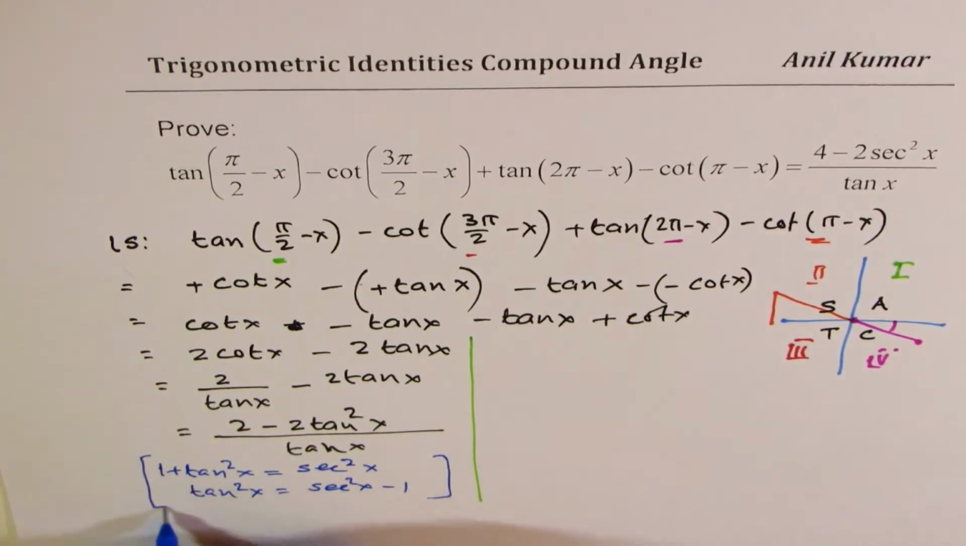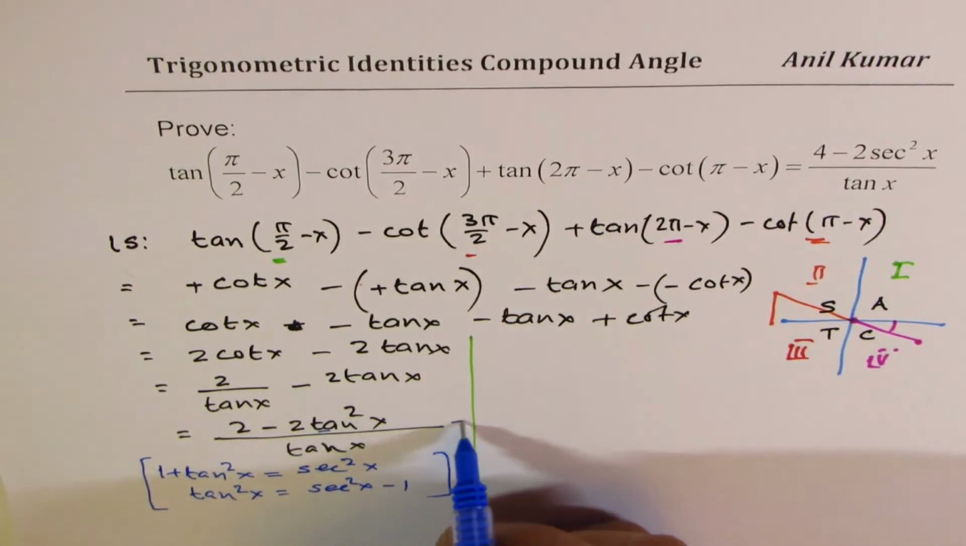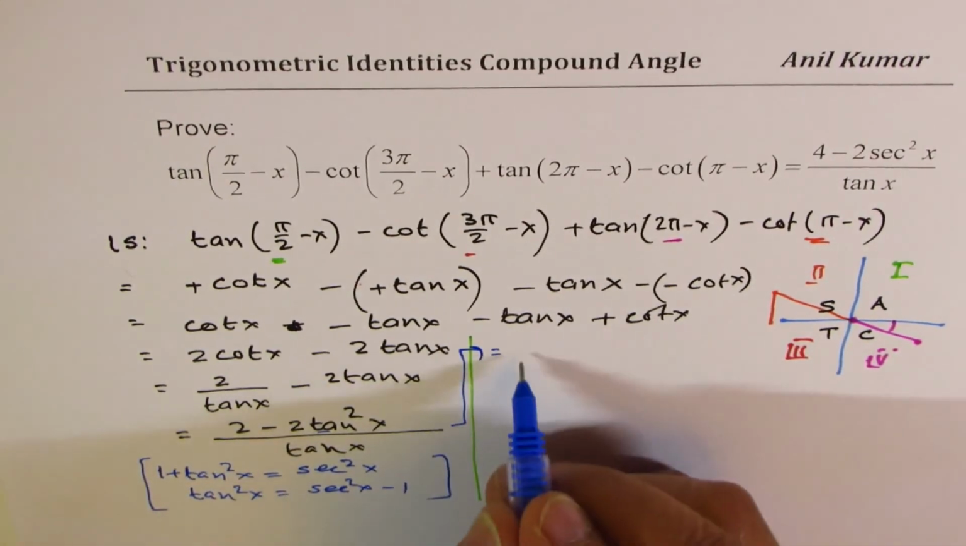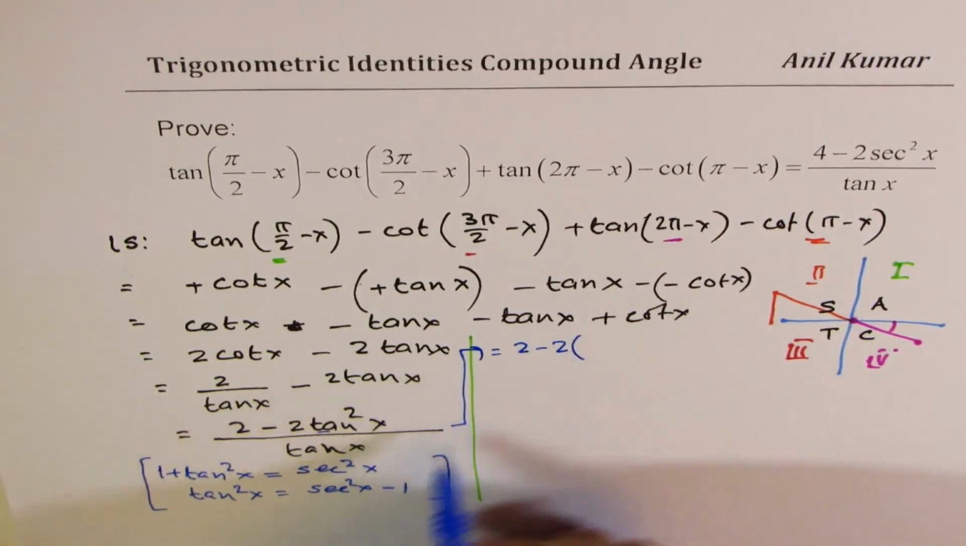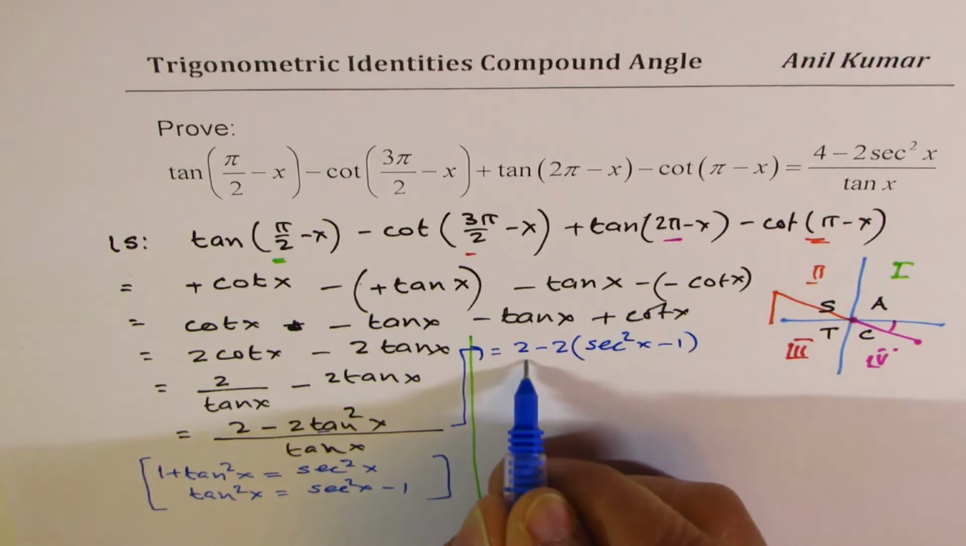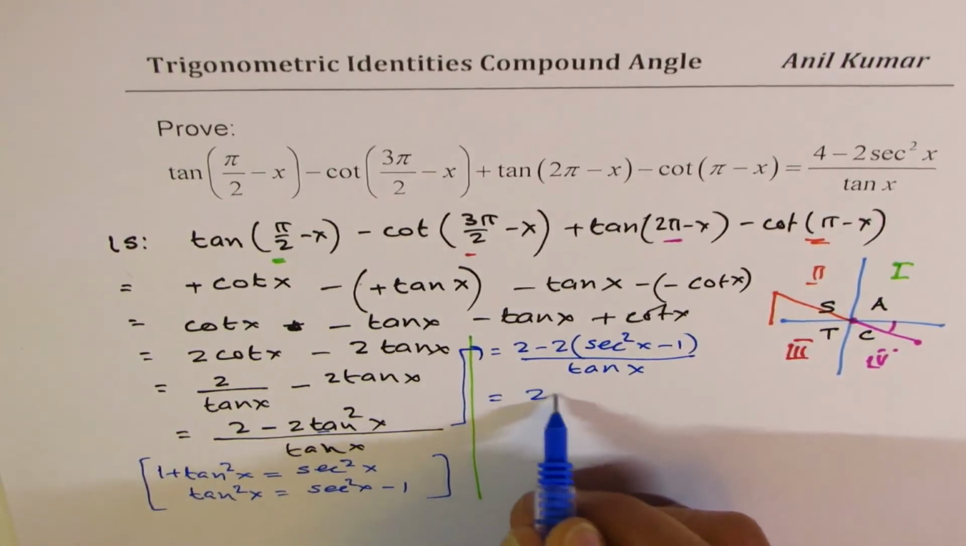So that is what I hope you remember. So we'll replace this tan square x with secant square x minus 1. So getting back to this place now, what we get here is equal to 2 minus 2 secant square x minus 1. In the denominator we have tan x. That gives you 2 minus.